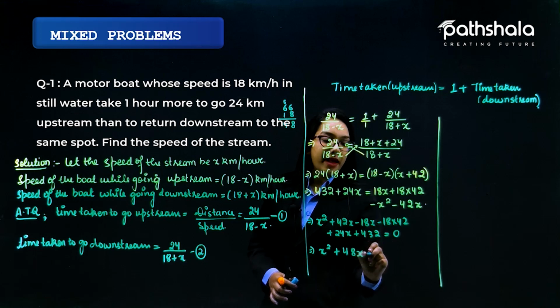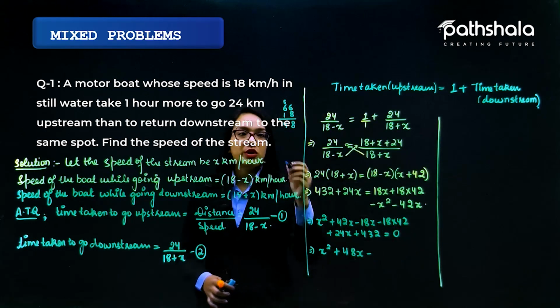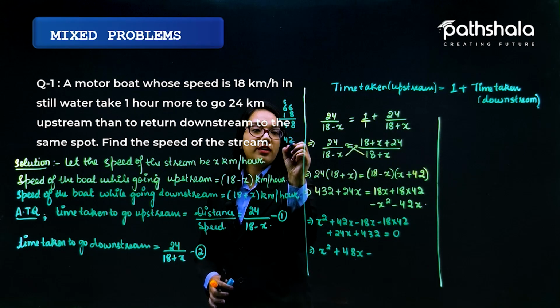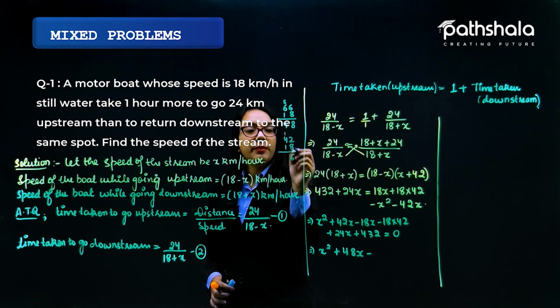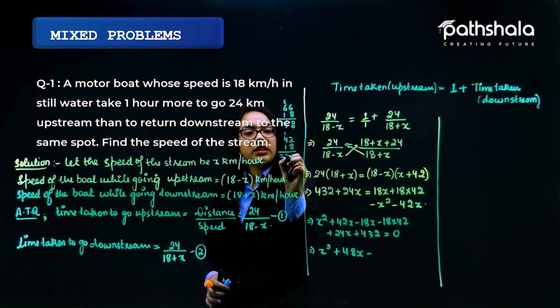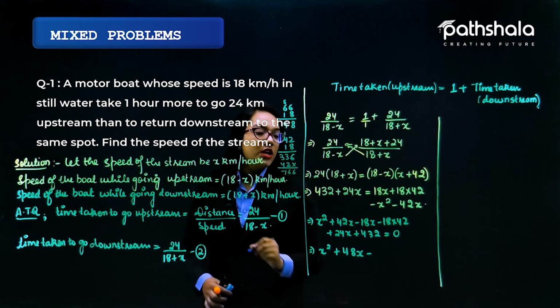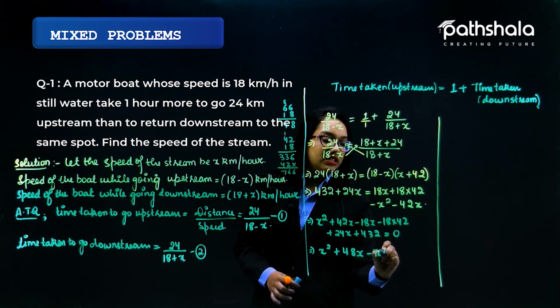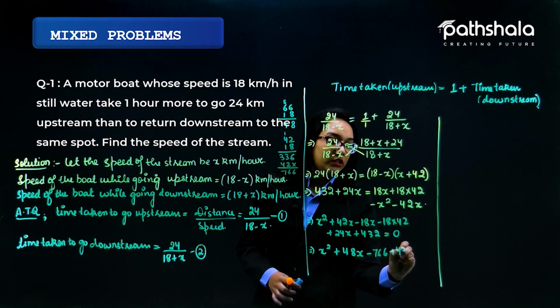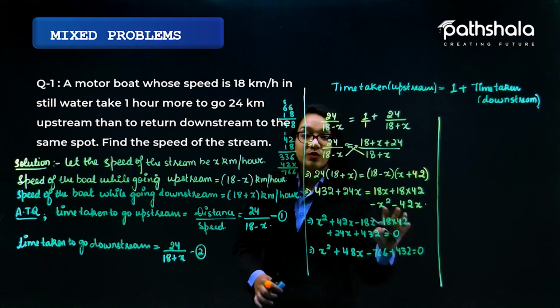Further we have minus of 18 into 42. So let's just multiply 18 and 42 together. 42 and 18, we have 8 into 2 is 16. We have 2 and 1 is 33. So this would be nothing but 2 and 4. So this is 756. So we have minus of 756 plus of 432, which is actually equal to 0.